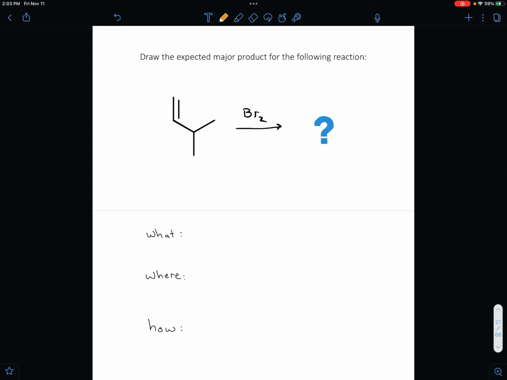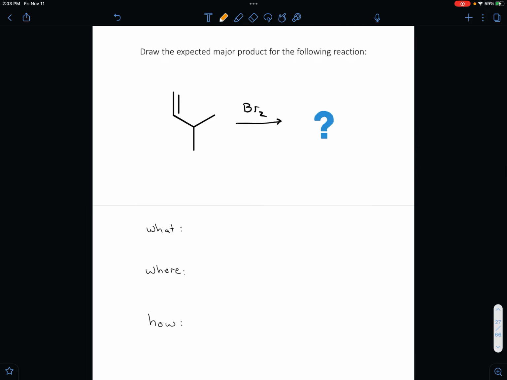And you want to think of what are you adding, where are you adding it, and what direction is it being added from. So how are you adding it? In the case of halogenation, you're adding both of the halogens in the diatomic molecule that you're given. It won't always be bromine, it could be chlorine or iodine, but whatever halogen you have, you'll be adding 2 of those. So we'll be adding 2 bromines.